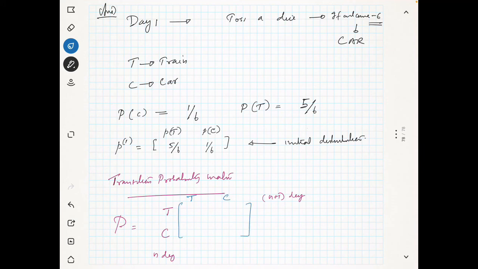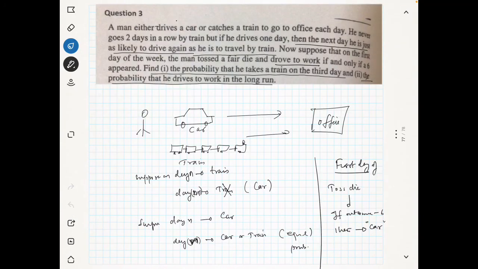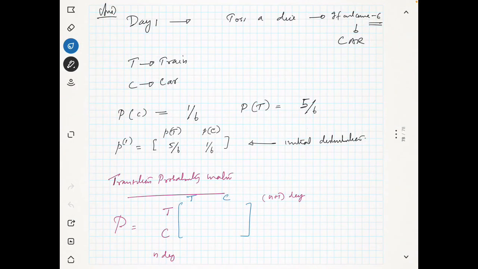Now I have already told you that suppose he goes by the train on the nth day, in the n plus 1th day he will never use the train, he will use the car. That means if he chooses train on the nth day, then on the n plus 1th day he will never choose the train, so the probability will be equal to 0. So the next day he will be using the car, the probability will be 1.